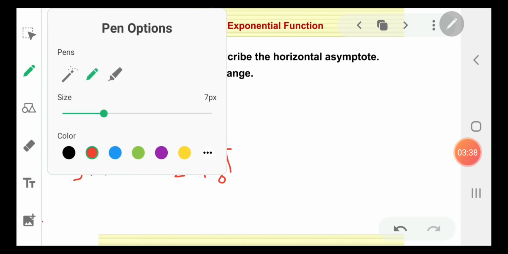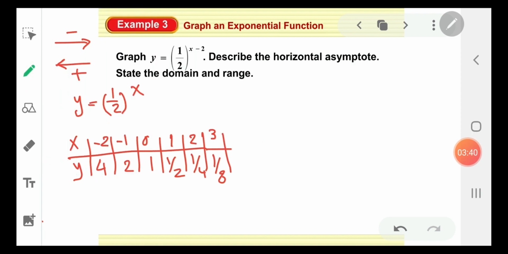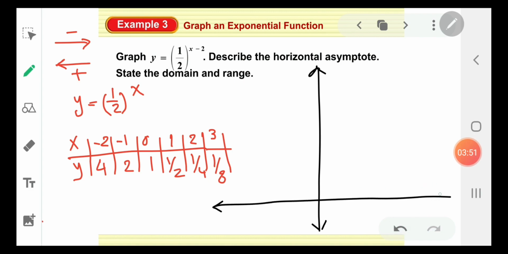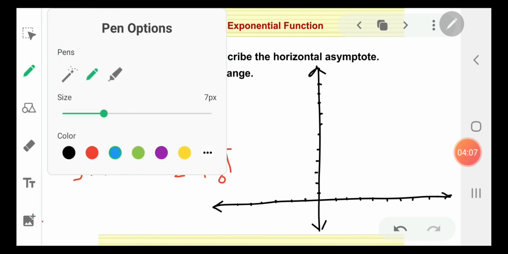Now, I'll start sketching the basic function before the translation. I'm trying to make my graph as accurate as possible, but of course, without having a square paper, it wouldn't be accurate like yours, but I'm going to show you the accurate one. Now, I'll start plotting the points.